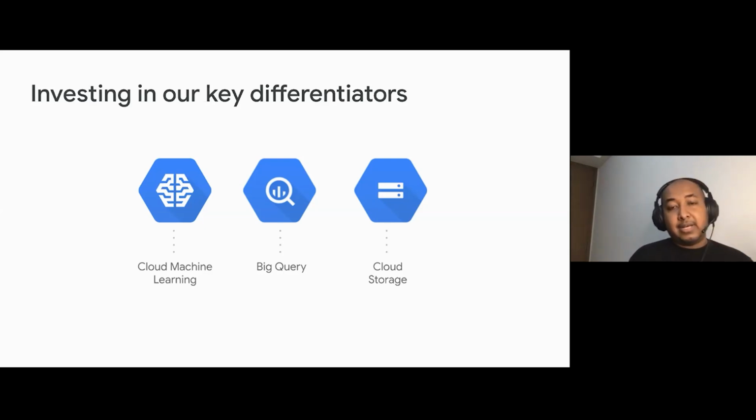It has different levels in cloud storage. If you want to store data that you frequently use, you can have a separate type of bucket. If you're not using the data so frequently, there's a different type of bucket. So likewise, cloud storage is also a very interesting product, and it's a key differentiator inside Google Cloud. So what are the three key differentiators? Cloud, machine learning, BigQuery, and cloud storage. These are just three examples.